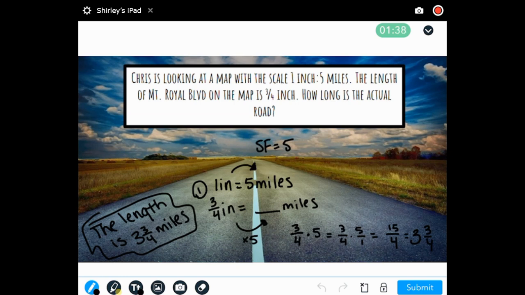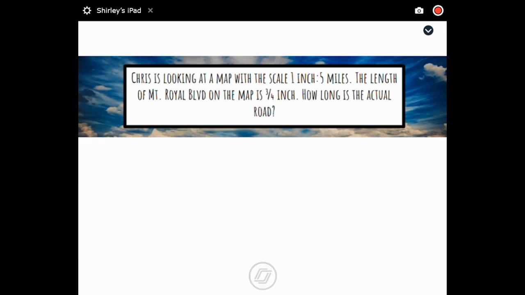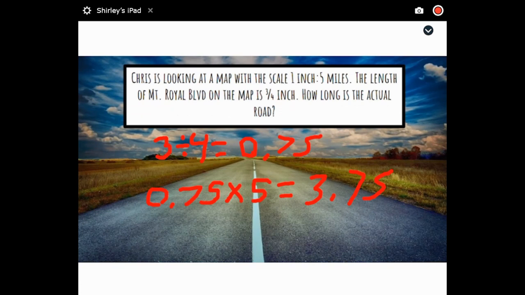All right, I'm going to go ahead and share this with you. So if you're still writing, don't worry, just take a look at the screen. So again, we see that 3/4. If a fraction intimidates you, turn it into a decimal just like this student did. 3/4 is the same as 0.75, and you do top divided by bottom. That's the length on the scale drawing. My scale factor is 5. So then 3/4 times 5, or 0.75 times 5, is 3.75.